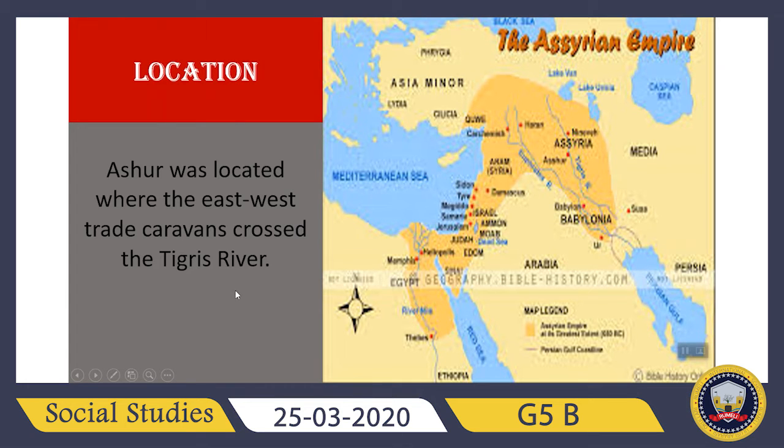The east-west trade caravans used to cross that area, cross that river, so the Assyrians benefited from the fact that trade moved up and down the river. They learned from different cultures that developed in the region, and especially from the Babylonian culture. Different cultures and civilizations were crossing that river for the purpose of trade.